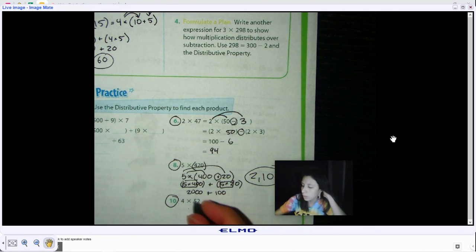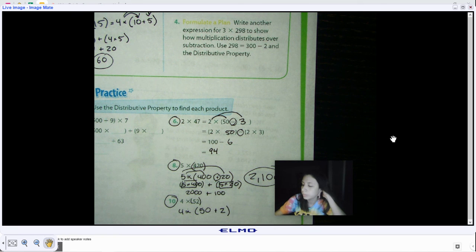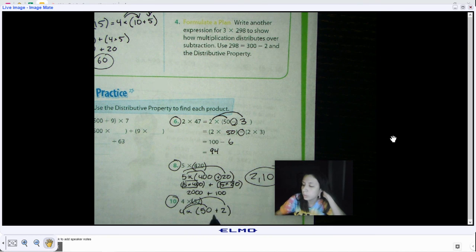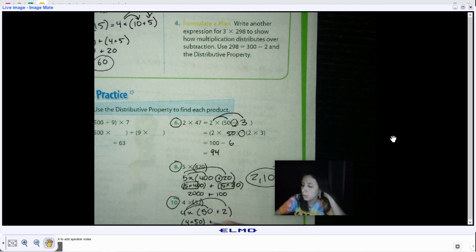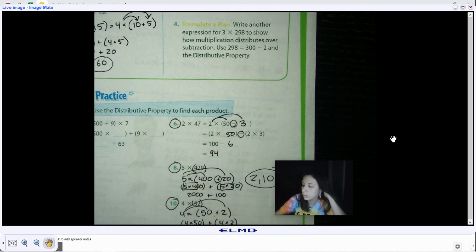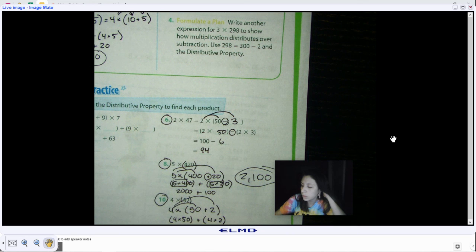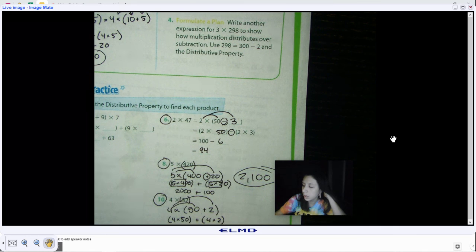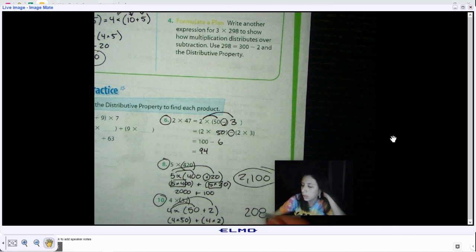4 times 52, I'm going to break up this number into its place values. So I should have 4 times 50 plus 2. Okay, now it's time to distribute. I want 4 times 50, and I want 4 times 2. And I need to remember to put addition between those two because that's what's going on here. Okay, so I should have 4 times 50 plus 4 times 2. Okay, 4 times 50 is 200. 4 times 2 is 8. In the end, I have 200 plus 8 is 208.